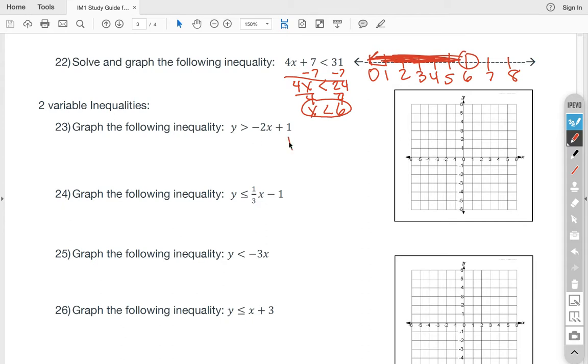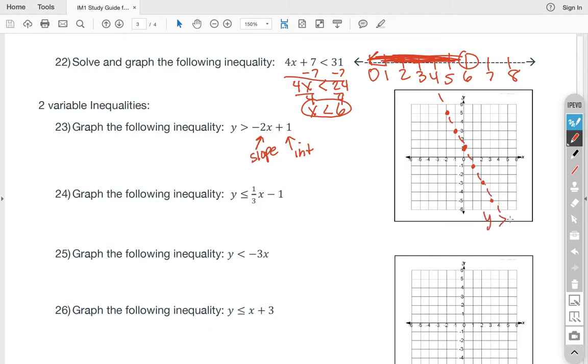We're going to start at the y-intercept. All right, the y-intercept is 1. So on the y-axis, we start at 1. The slope is negative 2. So we're going to go down 2 over 1, down 2 over 1. We can also go backwards, up 2 over 1, but it's still going down 2 over 1. So we need to make a dotted line because it's not equal to.